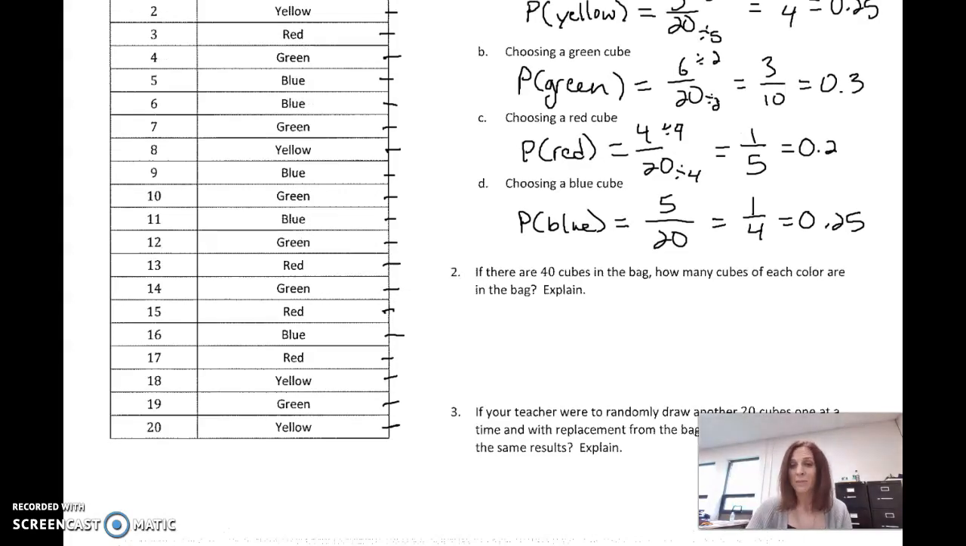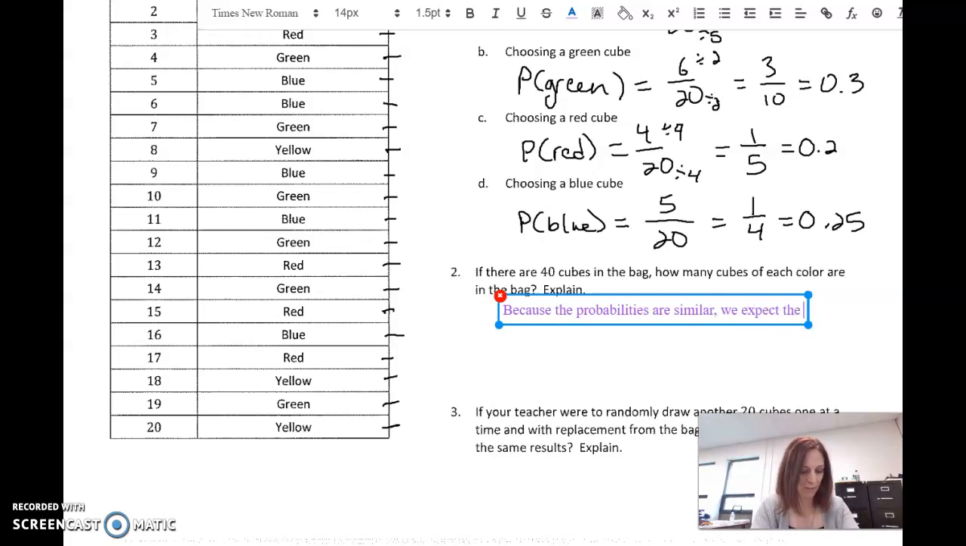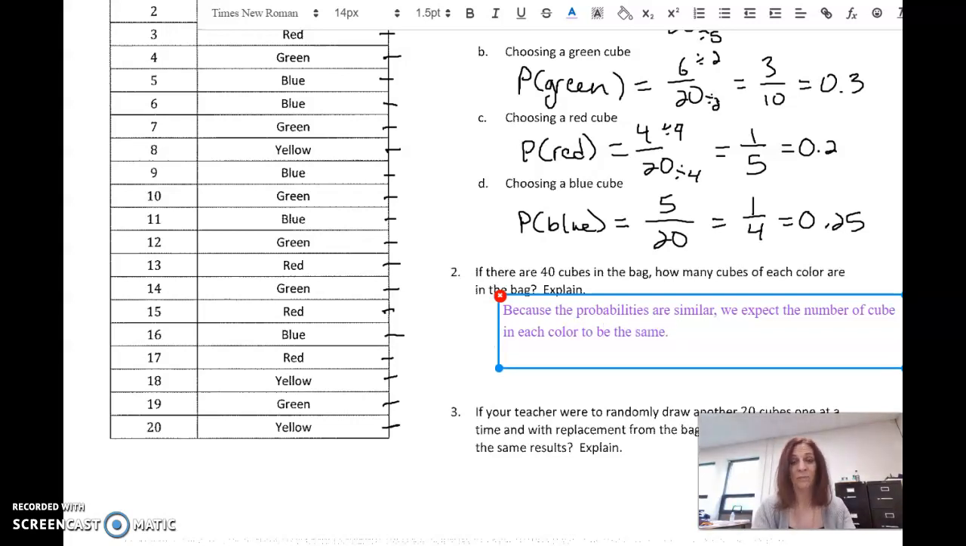So, if there are 40 cubes in the bag, how many cubes of each color are there? Well, because the probabilities are similar, we expect the number of cubes in each color to be the same. So, if there's 40 of them in four colors, I would think there'd be 10 of each color.